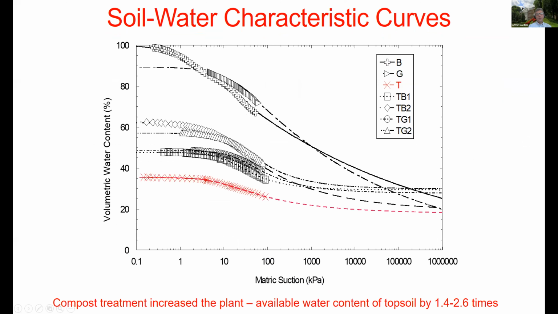What you see here is the topsoil provides the soil water characteristic curve at the bottom, and any type of compost addition would shift the curve upwards. The compost treatment increased the plant available water content, which is the AWC that you have seen in the earlier slide, of the topsoil by 1.4 to 2.6 times. That was again a beneficial thing for the compost.